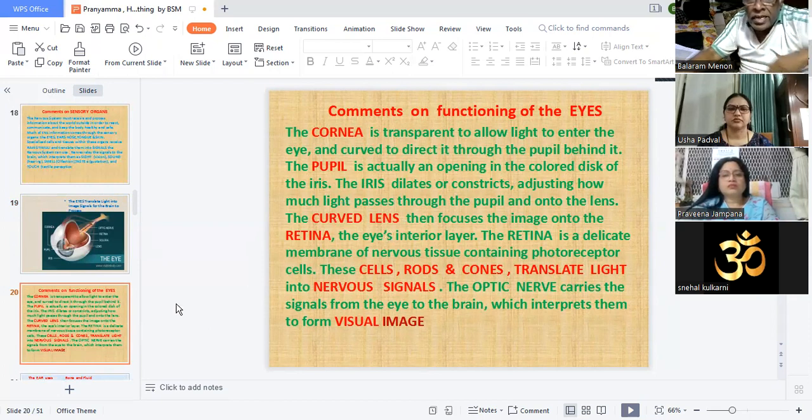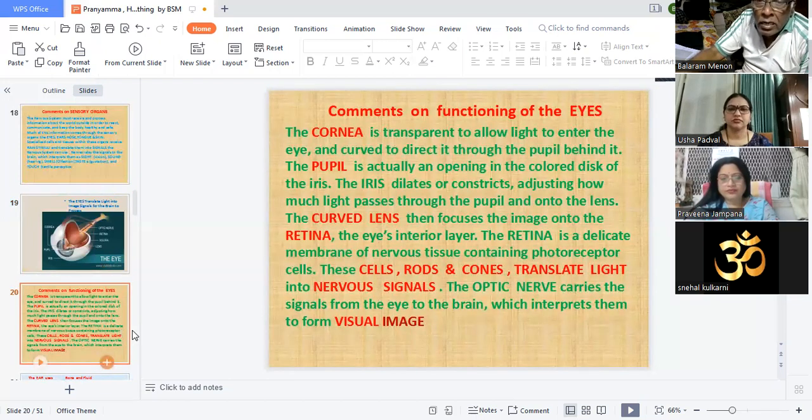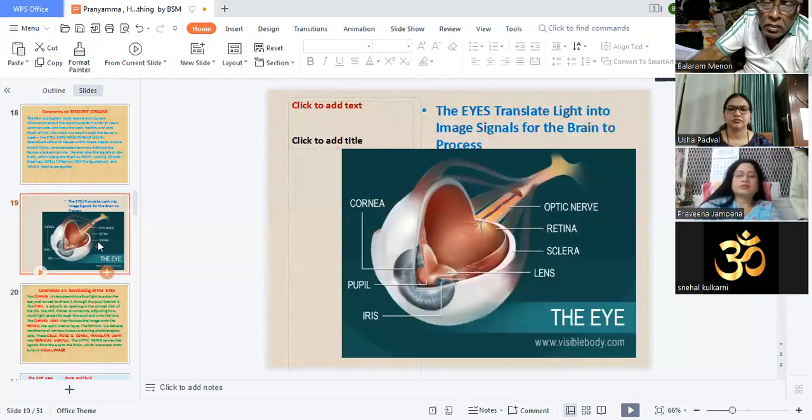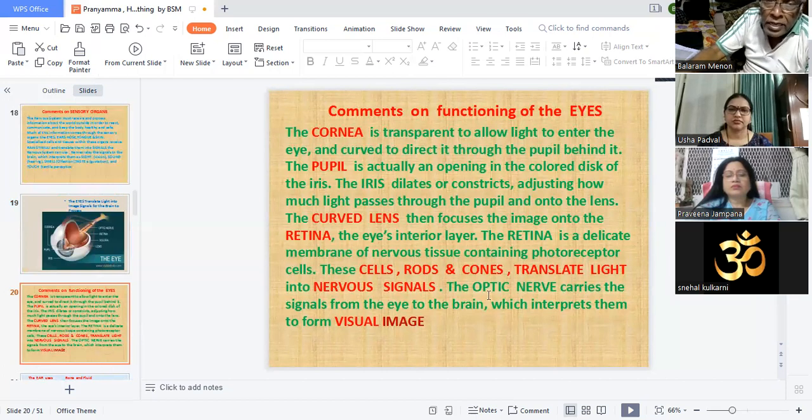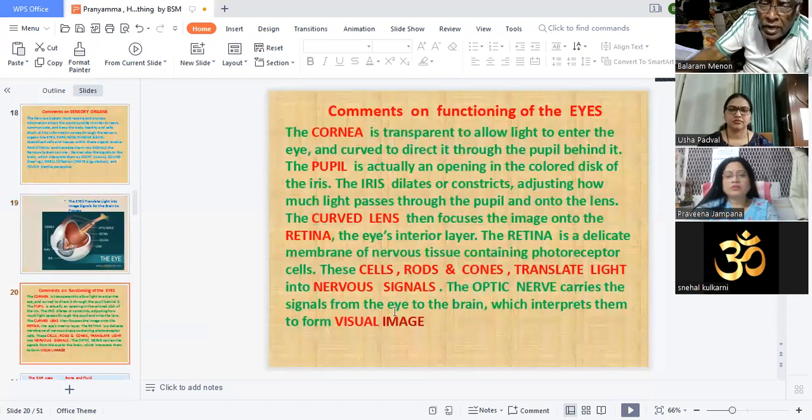The retina is a delicate membrane of nervous tissue containing the photoreceptor cells, which the optic nerve carries into the brain. These cells, rods and cones, translate the light into nervous signals. The optic nerve carries the signal from the receptor, from the eyes to the brain, which interprets it to form the visual image.